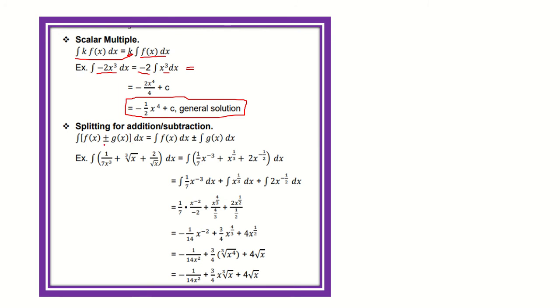Splitting for addition or subtraction, mag-split na tayo. So, kung mag-plus, example, integral of this one, plus this one, plus this one, so isa-isahin. So, integral of that, integral of that, integral of that. So, ang integral ani is 1 over 7x, plus 1 plus 1. So, ayan na. Then, dito, plus 1 plus 1. Ayan na. Plus 1 igawas ang 2. So, 1/2 over 1/2. And then, simplify. That is 1 over negative 14x to negative 2. That is 3/4 x to the 4/3 plus 4 x to the 1/2.